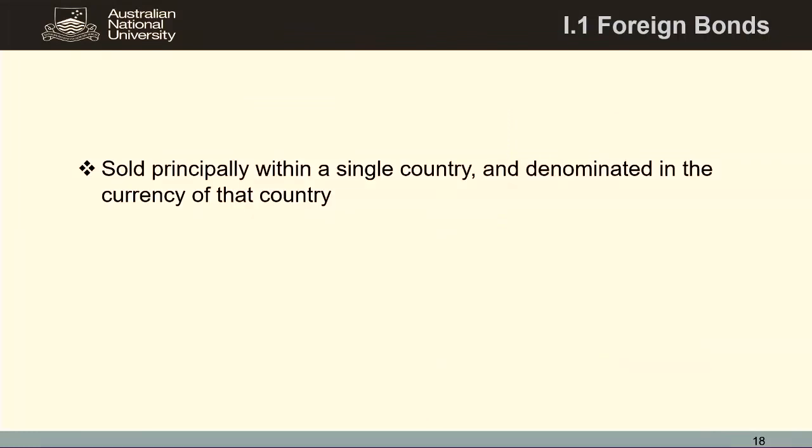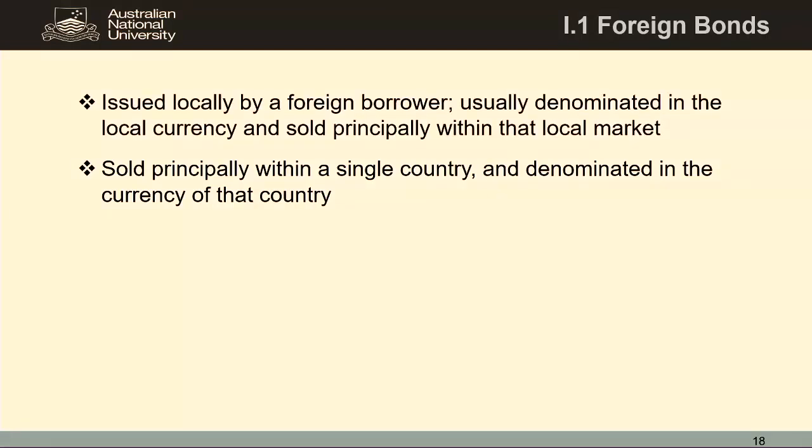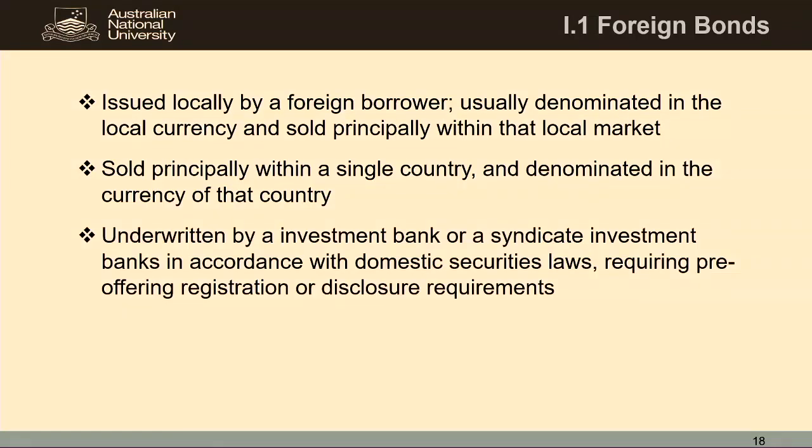Foreign bonds. What are foreign bonds? Well, foreign bonds are sold principally within a single country, and they're denominated in the currency of that country. It's issued locally by a foreign borrower, usually denominated in the local currency and sold principally within that market. They are underwritten by an investment bank, or a syndicate of investment banks, in accordance with domestic security laws, requiring pre-offering registration or disclosure requirements.